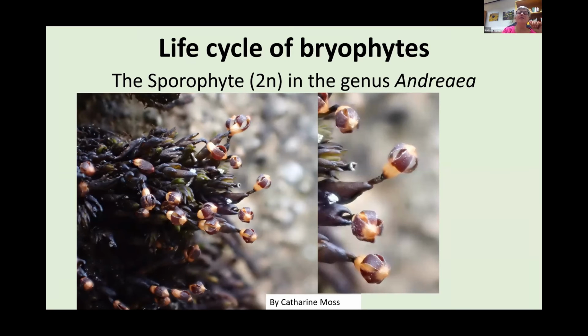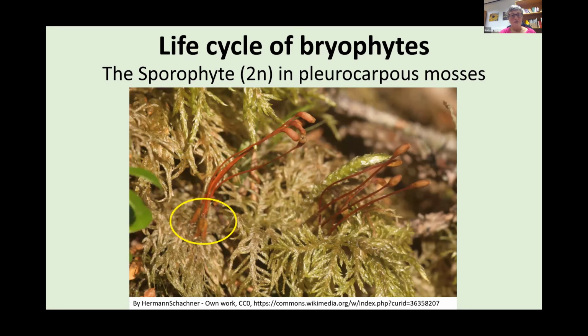That's not a seta, that's called a pseudopodium. And the weird thing about a pseudopodium is that it's not made of sporophyte tissue, it's made of gametophytic tissue. So it only has one set of chromosomes, and only the capsule is the sporophyte. So it's just another peculiarity which it shares with sphagnum. So sphagnum does the same thing when it comes to the pseudopodium. Right, moving on to the Pleurocarpus mosses.